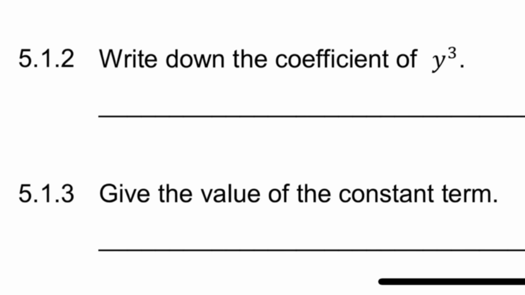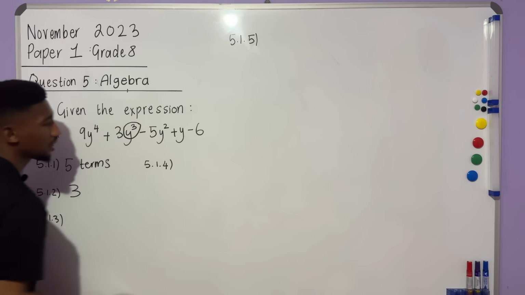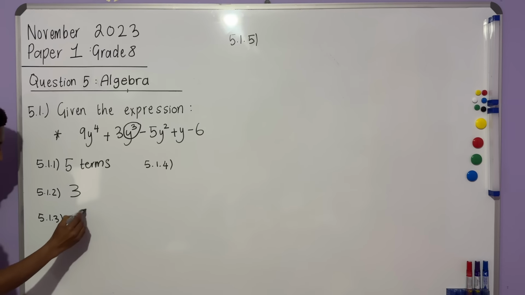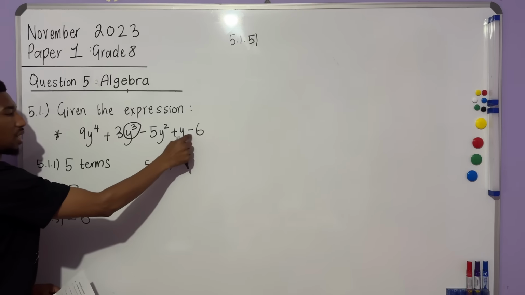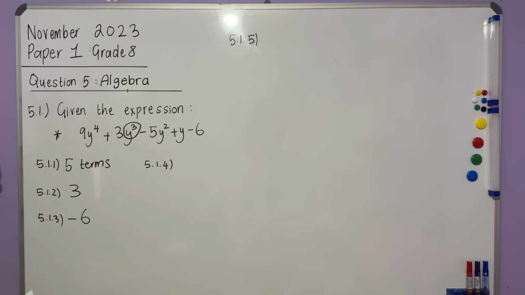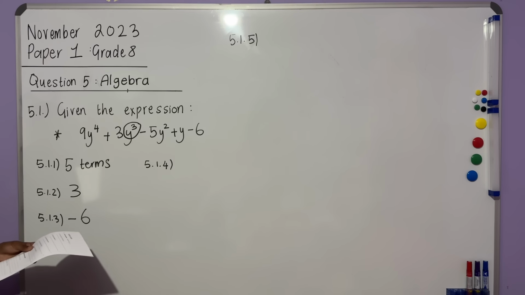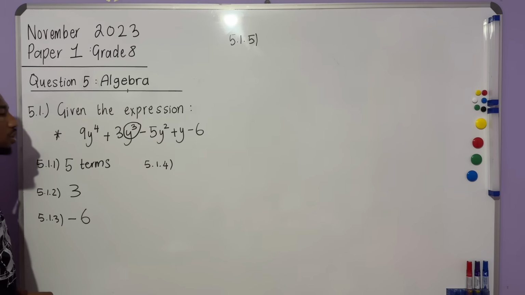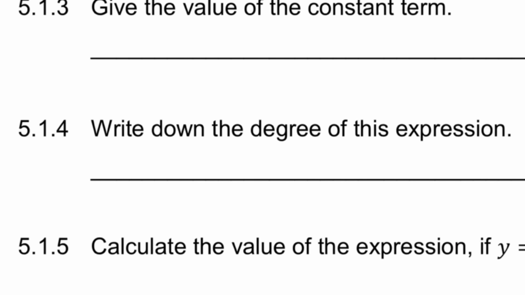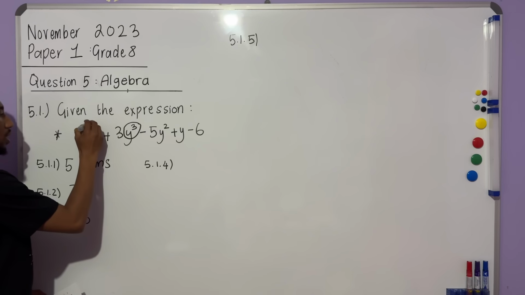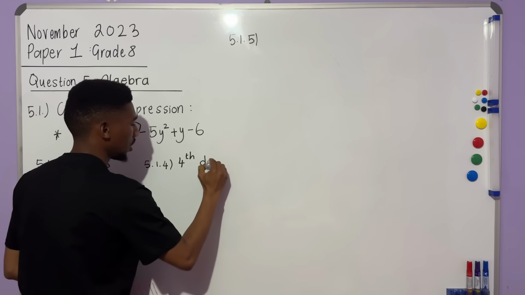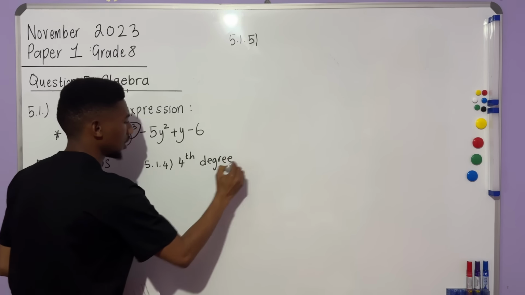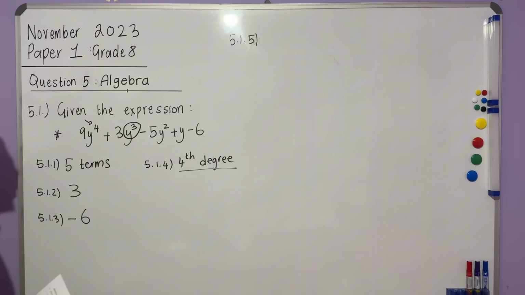Write down the value of the constant term for 5.1.3. The constant term is always the number without a letter, and the number without a letter is minus 6, not just 6, minus 6 is the constant term. And 5.1.4, write down the degree of this expression. You're going to look at the highest exponent there, and that's the 4th degree.